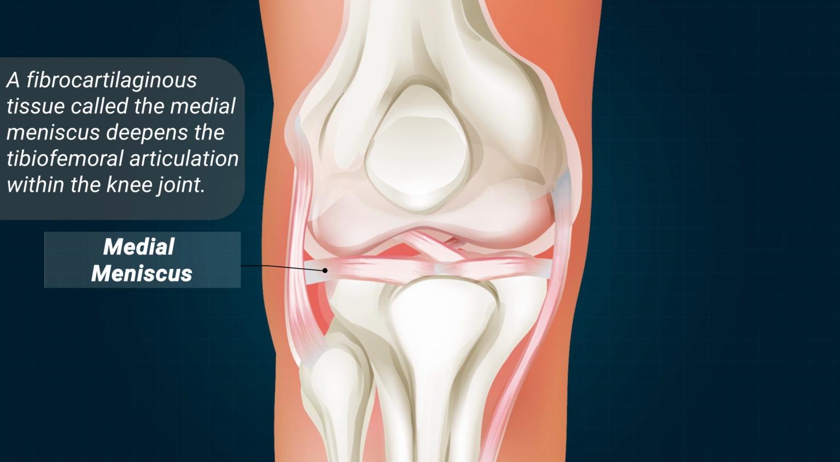Medial meniscus. A fibrocartilaginous tissue called the medial meniscus deepens the tibiofemoral articulation within the knee joint. Their primary functions are load transmission, improved knee joint stability, and shock absorption.